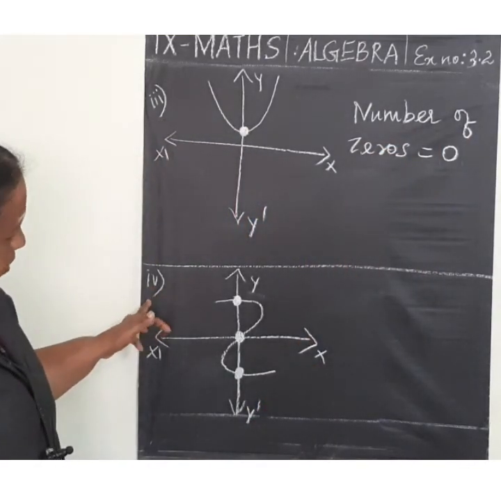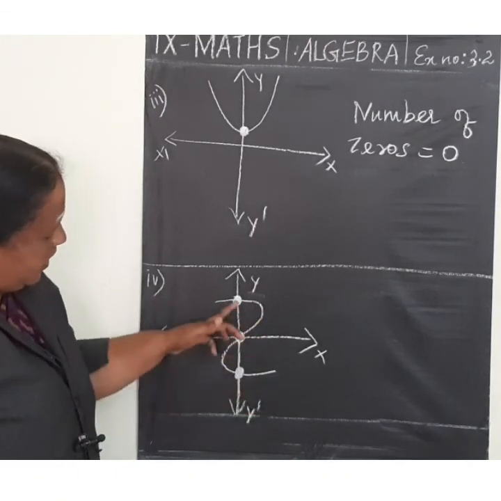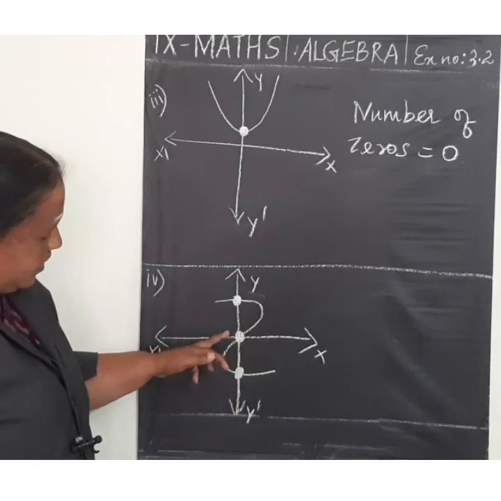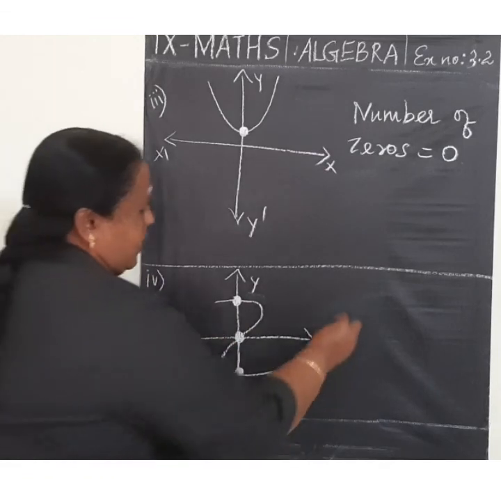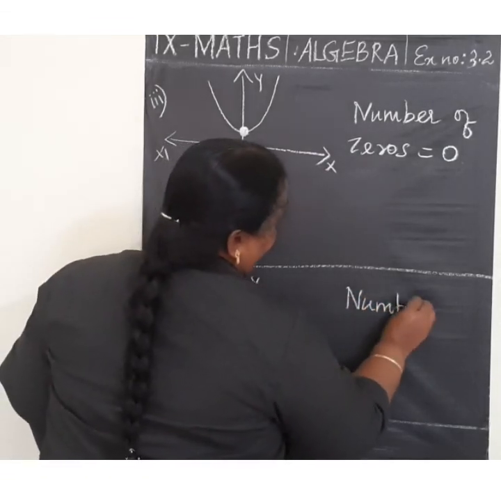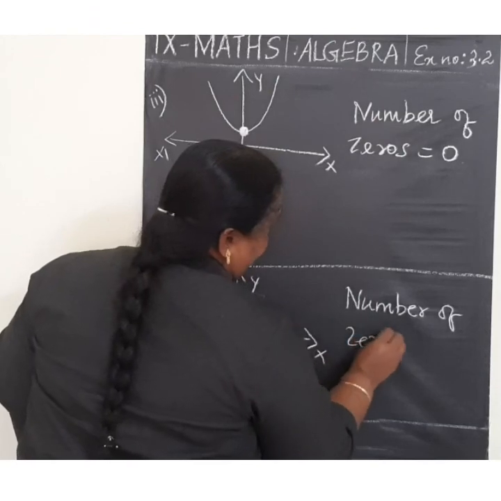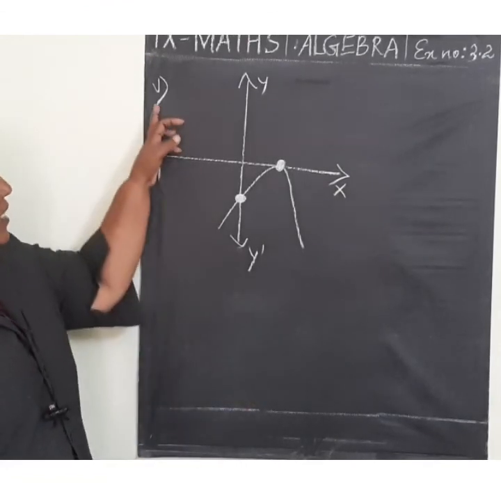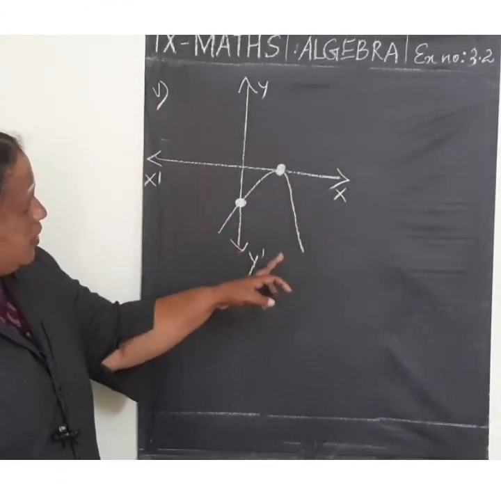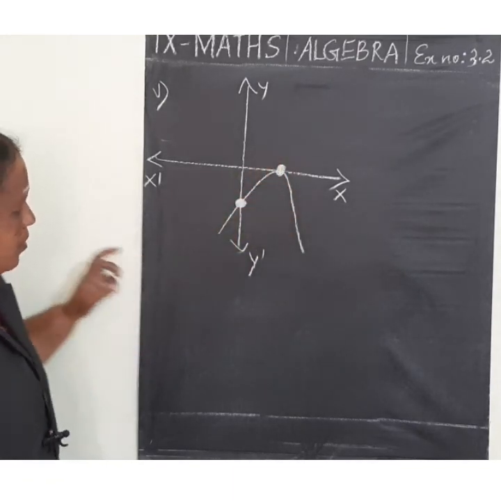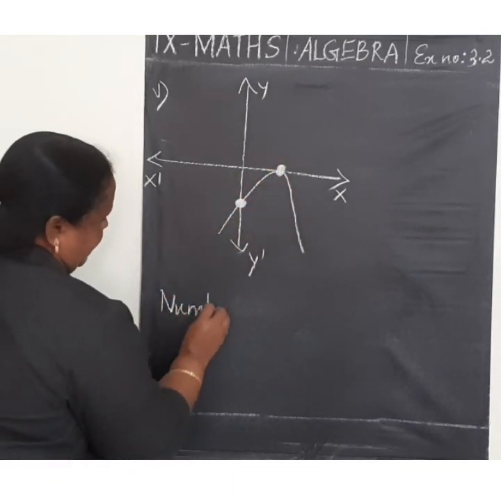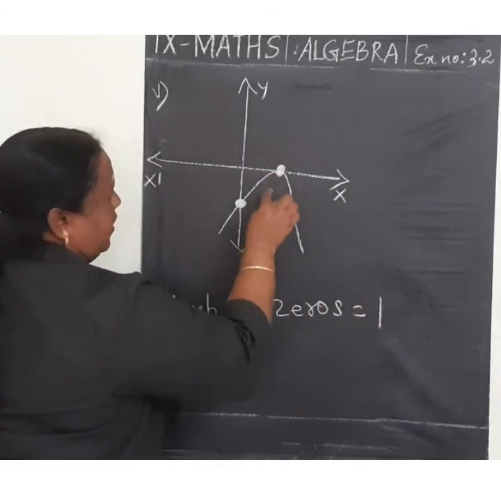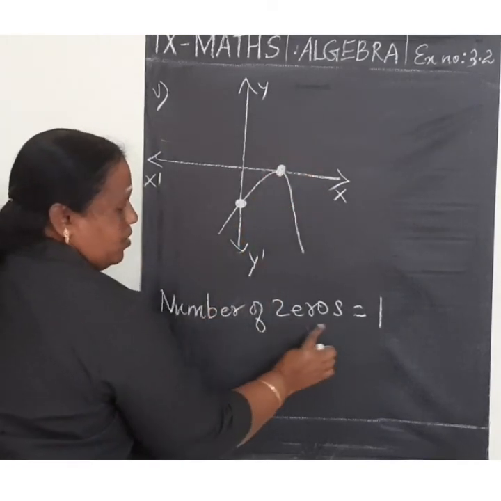Next, fourth subdivision. Here they have given the curve like this, 3 points touch the axes, but on the x-axis only 1 point is touching. So here the number of zeros is equal to 1. Next subdivision, here the curve is given. The curve touches the x-axis at this point. Only 1 point it touches the x-axis. So the number of zeros is equal to 1.